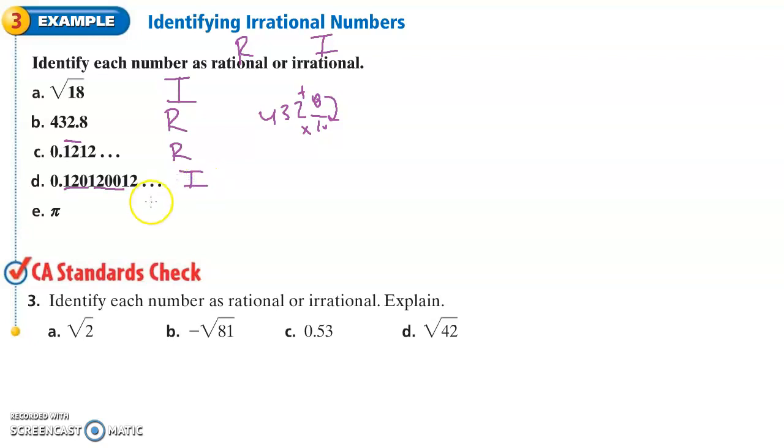So this is going to be considered irrational. The last number is pi, 3.1415926 blah blah blah blah blah. This is considered to be irrational because pi will always be an irrational number.